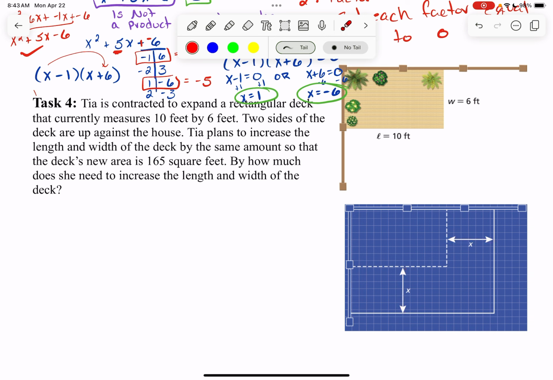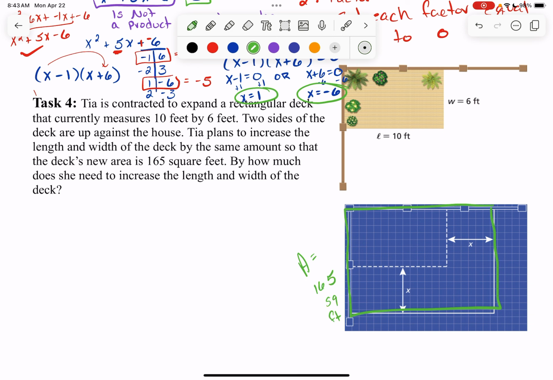She wants the new area. So I want the new area. Basically, the area of this whole shape, I can't really see that well, let me pick a different color. We want the area of this whole new shape to be 165 square feet.